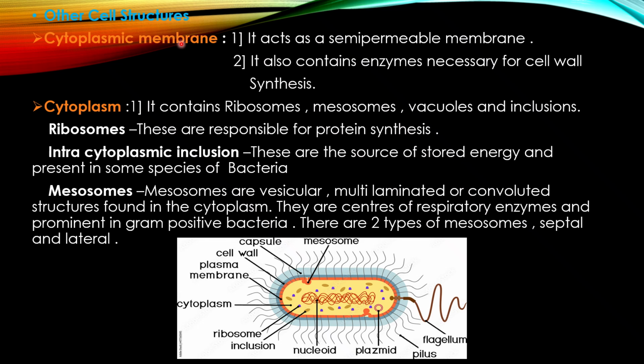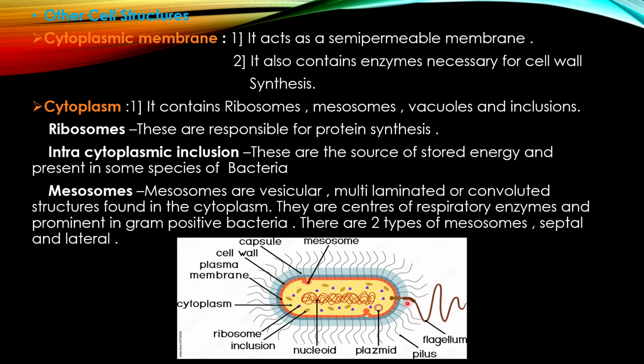Other cell structures: the cytoplasmic membrane. The cytoplasmic membrane is also called the plasma membrane. As you can see here, this is the membrane which surrounds the cytoplasm of the cell. Above this comes the cell wall and then comes the capsule.